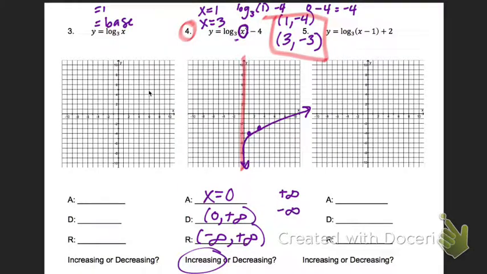And what are my transformations? This 3 tells me what? Not vertical. Horizontal stretch. And then what does the minus 4 tell me? Down 4.